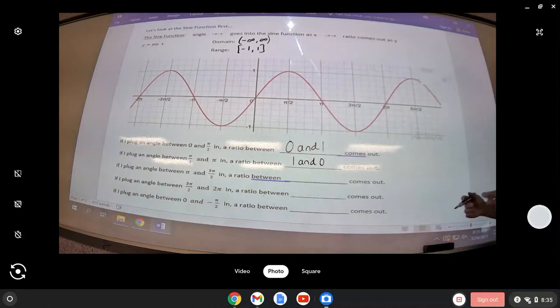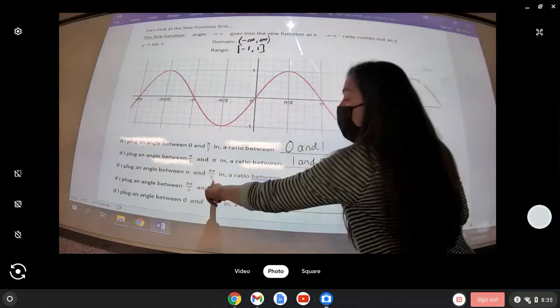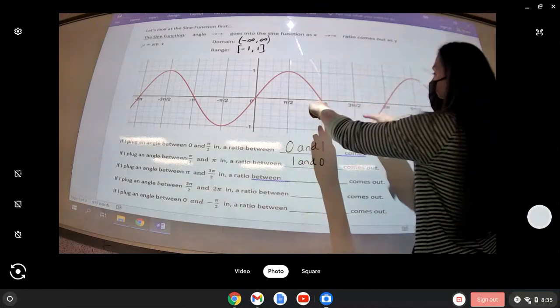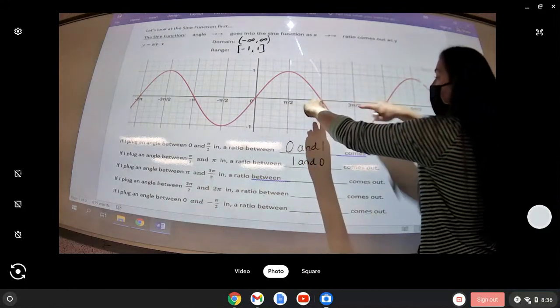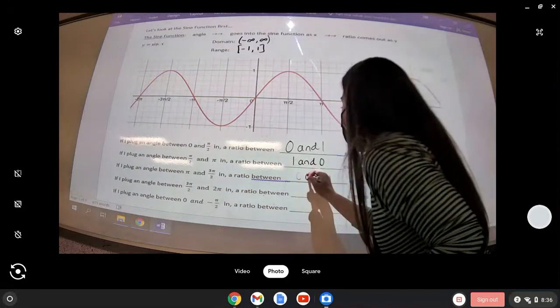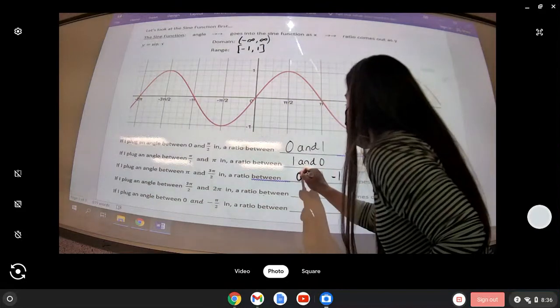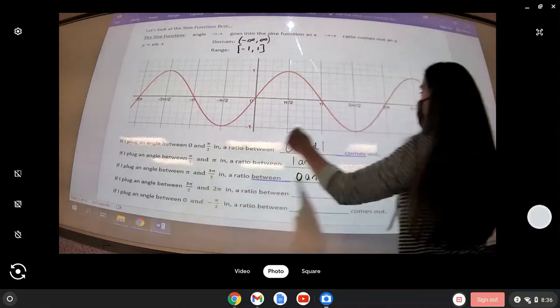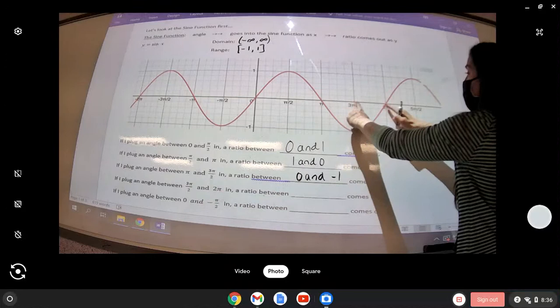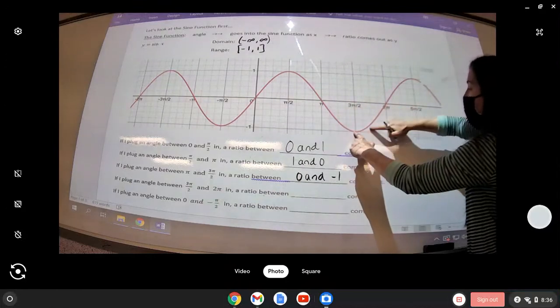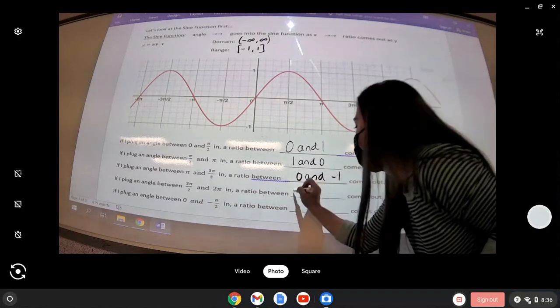Okay? If I plug an angle between pi and 3 pi over 2, those are my quadrant 3 angles, a ratio between 0 and -1 comes out. All right, if I plug an angle between 3 pi over 2 and 2 pi in, these are my quadrant 4 angles. A ratio between -1 and 0 comes out.